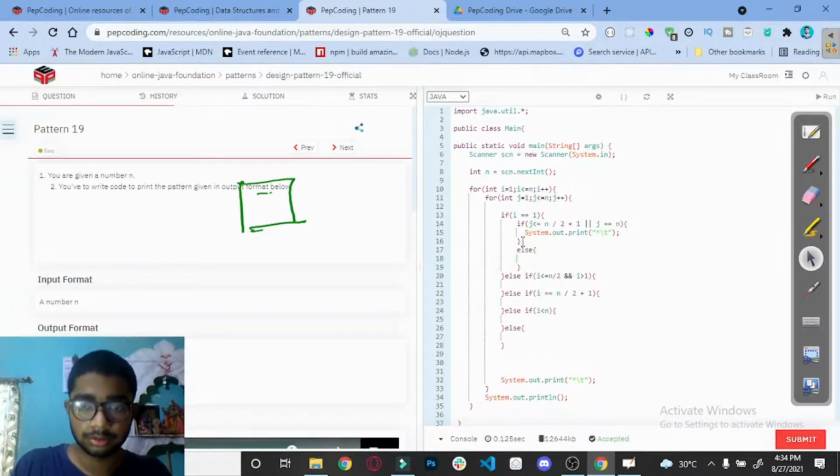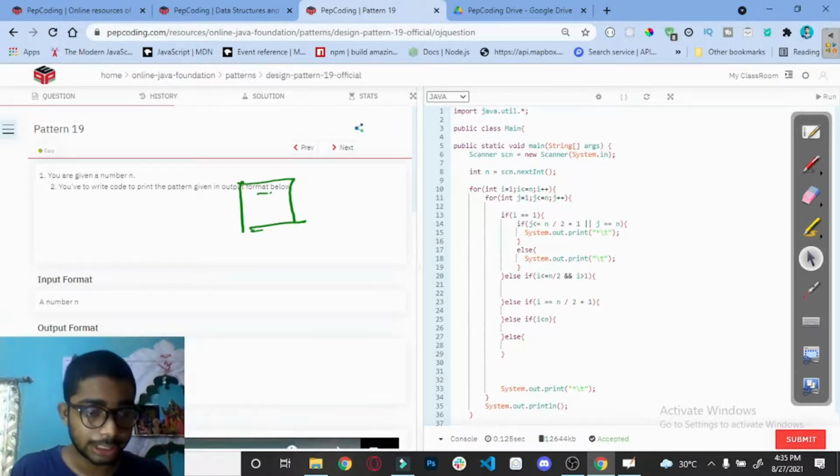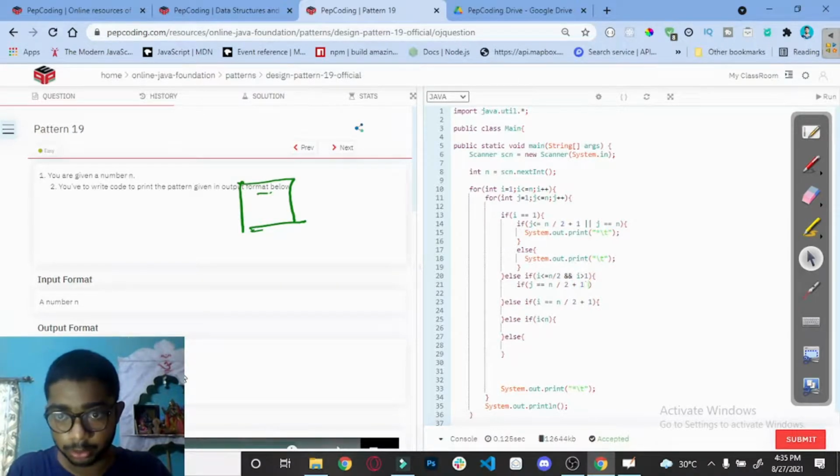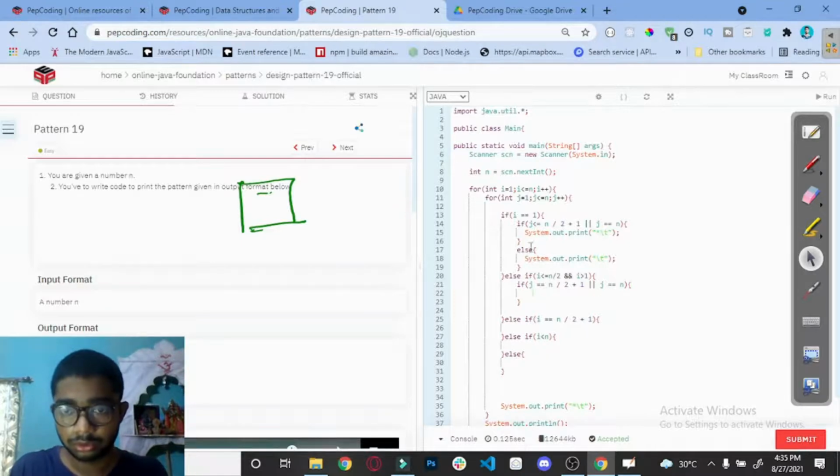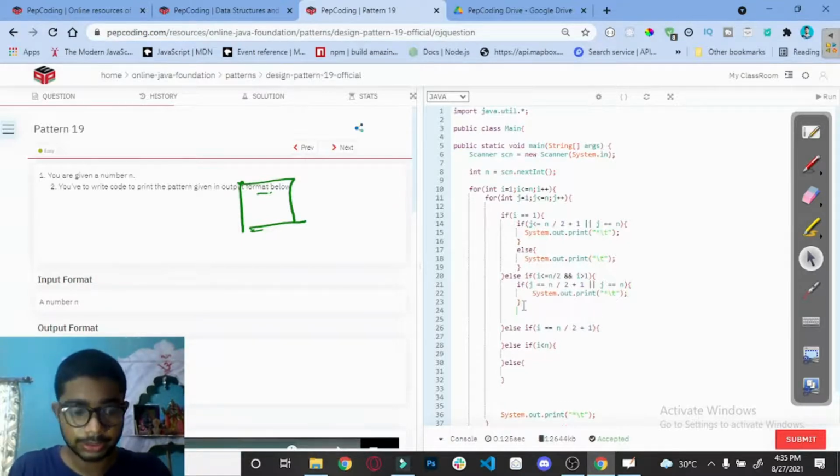Else, print spaces. Okay, now come to the next part. In the next part, if j is equal to n divided by 2 plus 1, or j is equal to n, then we are going to print the stars, else we are going to print the spaces. So print spaces.